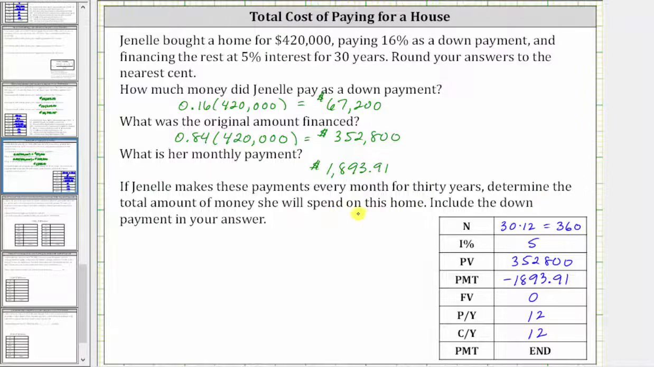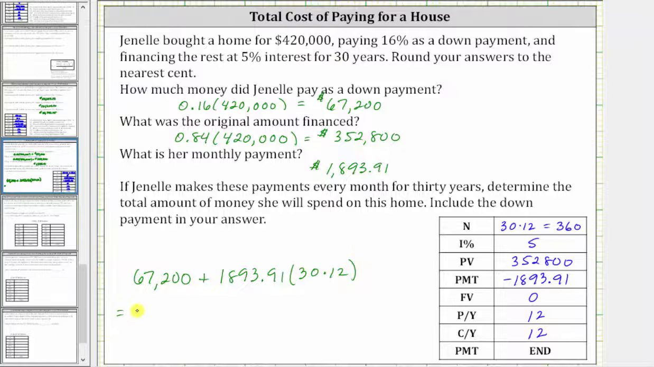For the last question, if Janelle makes these payments every month for 30 years, determine the total amount of money she will spend on this home, include the down payment. So she spends $67,200 for the down payment, and then we have to add all the monthly payments. So we add $1,893.91 times the number of months in 30 years, which is 30 times 12.